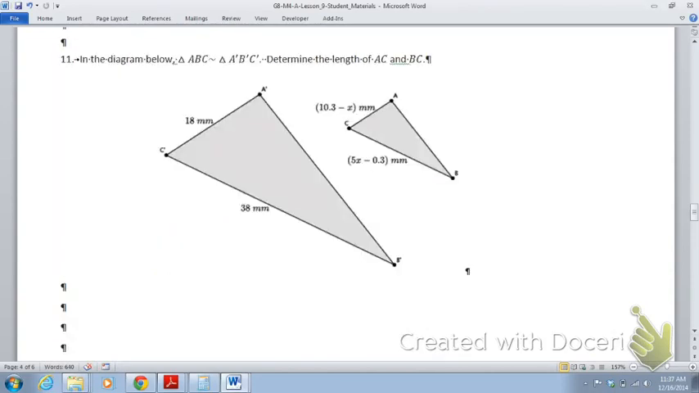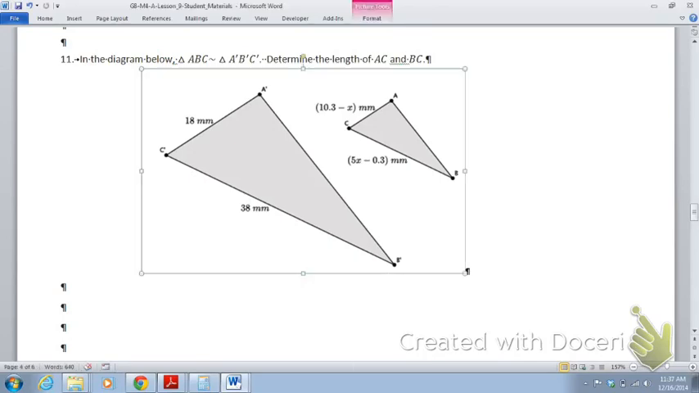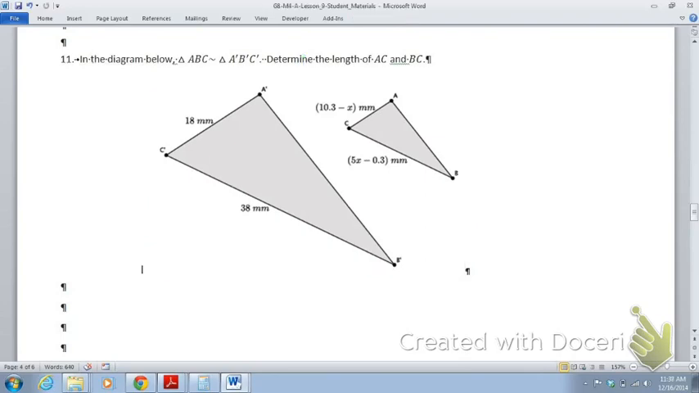All right, looking at exercise 11 here, we have similar triangles. We are told that these triangles are similar to one another. And we're being asked to determine the length of AC, which is right here, and BC, which is right here. And those are algebraic expressions, 10.3 minus x and 5x minus 0.3. So we're being asked to find those lengths.